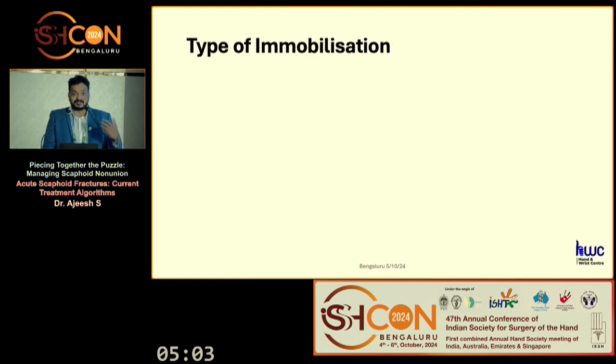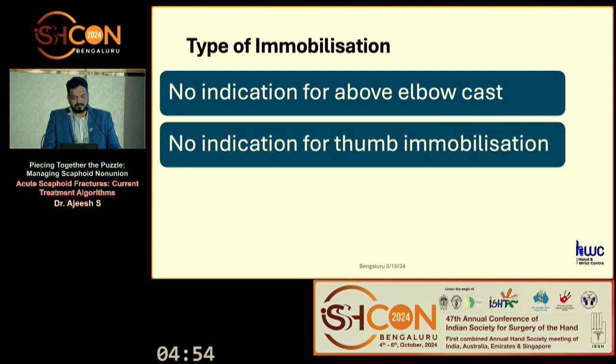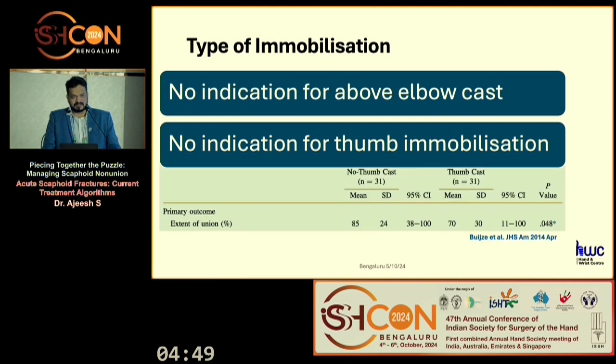But then there is the question of types of immobilization as well. What sort of cast are we going to apply? I think it's been clear for many decades now that an above elbow cast is definitely not required. But then there is also no indication for thumb immobilization, and a standard below elbow cast is enough. This was a prospective trial from the US, and they were quite clear. In fact, they found a better rate of union with a cast which did not have a thumb extension. So the cast to use would be the standard short arm cast, which does not immobilize the thumb.